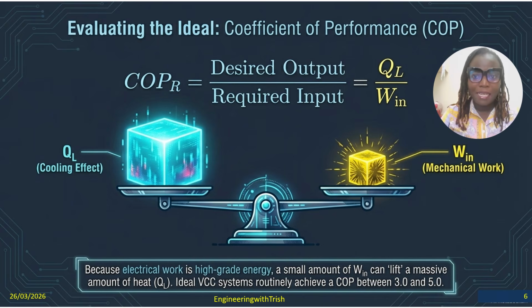Then we also learned that the performance of a refrigeration system is measured using what? The COP, the coefficient of performance. And it is the ratio of the cooling effect to the work input. We can see that here, which means a higher COP means what? A more efficient system.